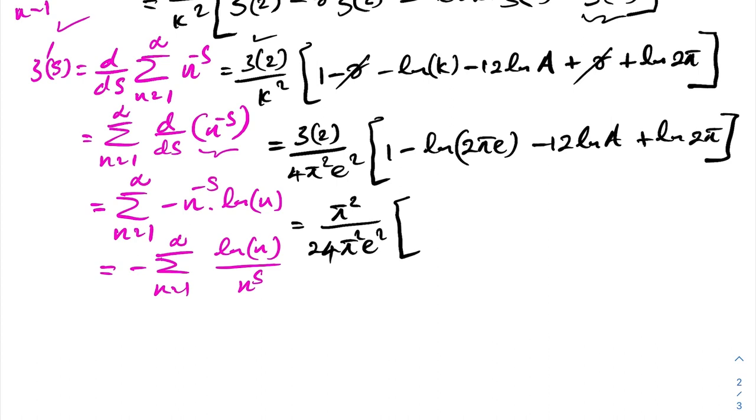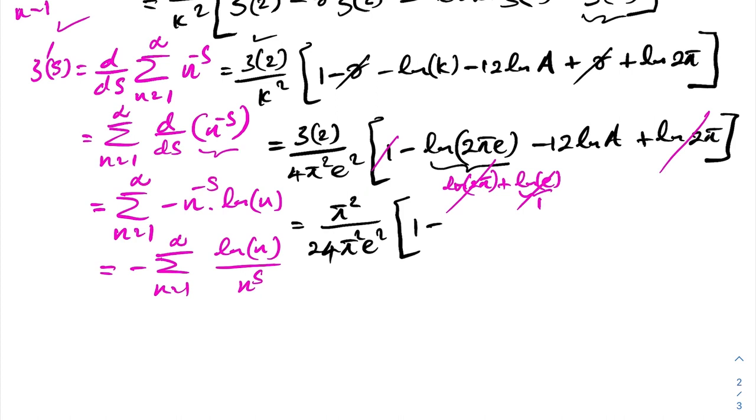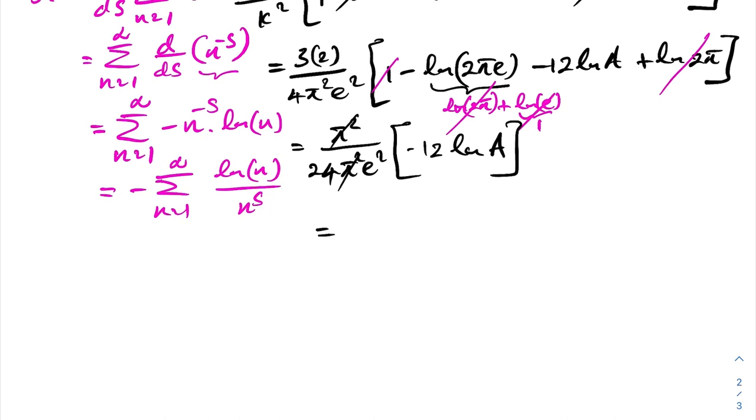We can write natural log of 2 pi plus natural log of e. Natural log of e we know is 1. So here 1 minus 1 get cancelled. And also natural log of 2 pi minus natural log of 2 pi get cancelled. So we have minus 12 times natural log of A. So we can simplify: pi square get cancelled, also this 12 get cancelled. So we have minus natural log of A over 2 times e square. Okay, this is the answer for this integral.